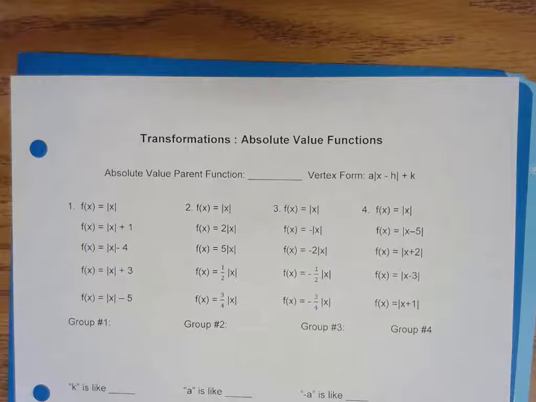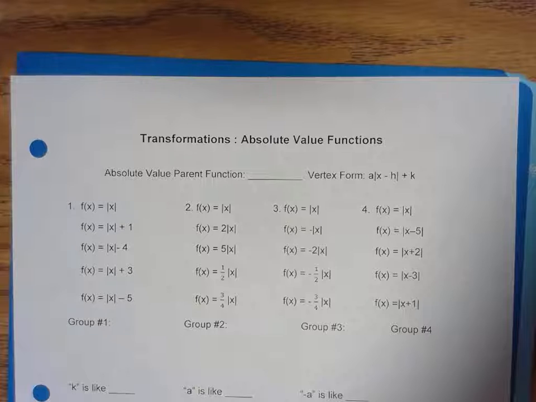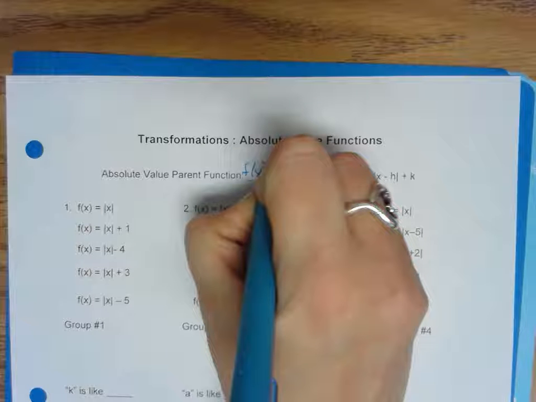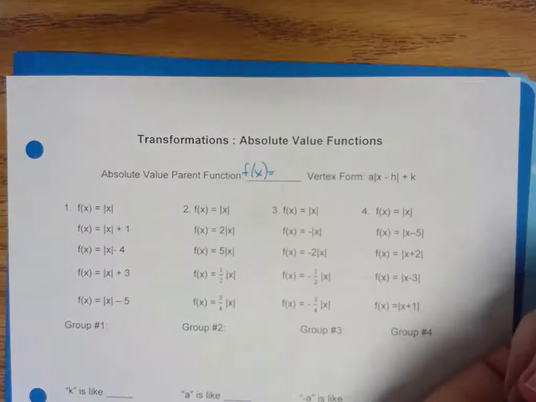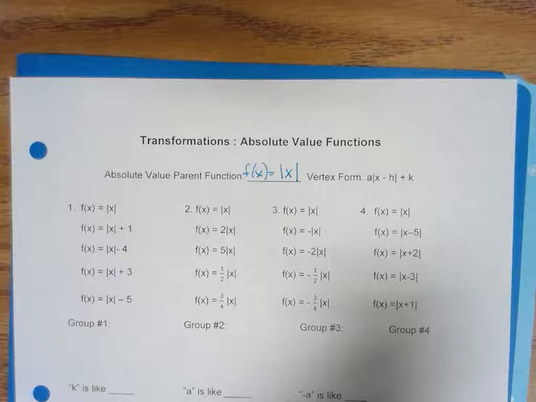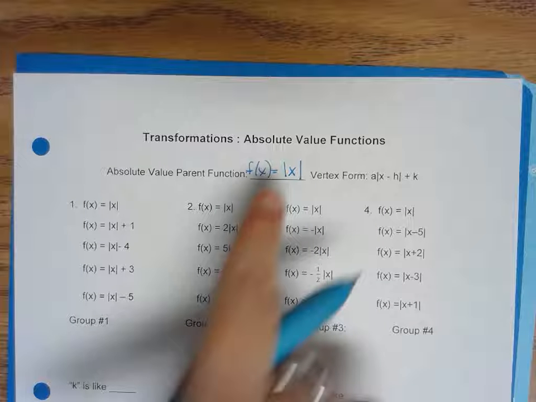We're going to be working with this function that we've worked with in the past, but now we're going to be analyzing its transformations, just like we did with linear. First of all, the parent function is the absolute value of x. If you have just x, you're linear. If you have absolute value bars, you belong in the absolute value family.